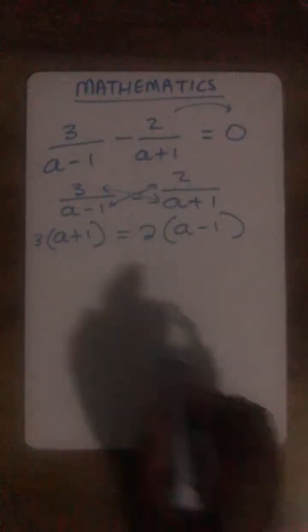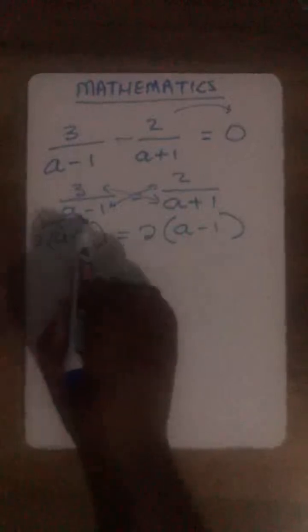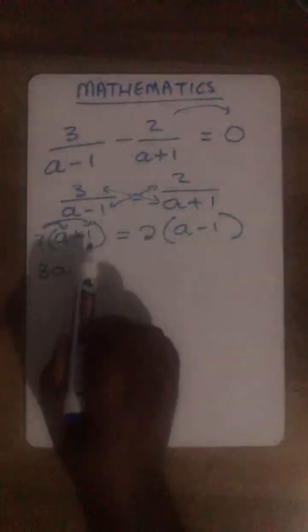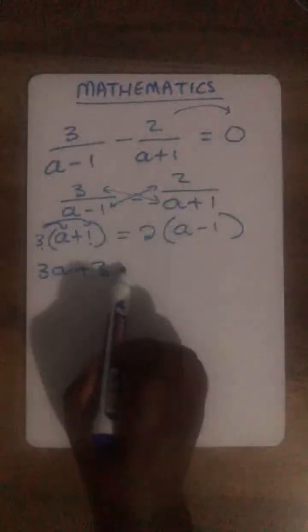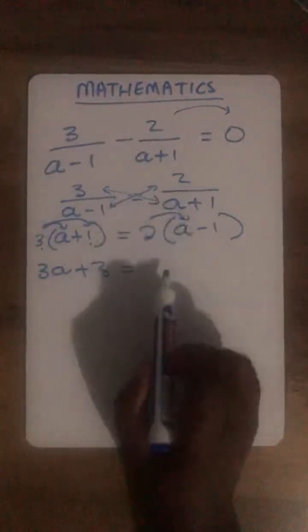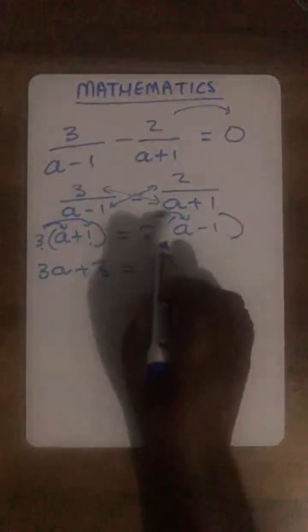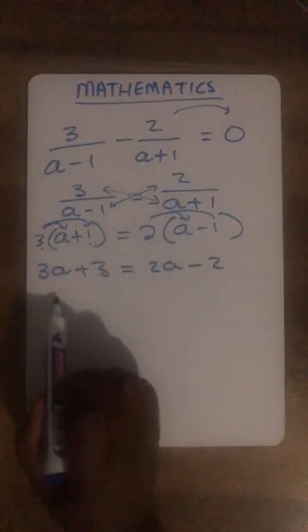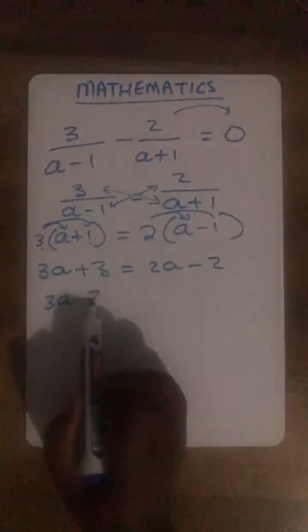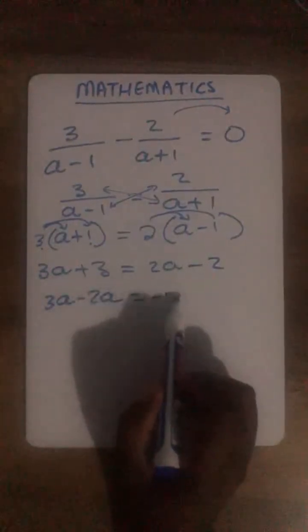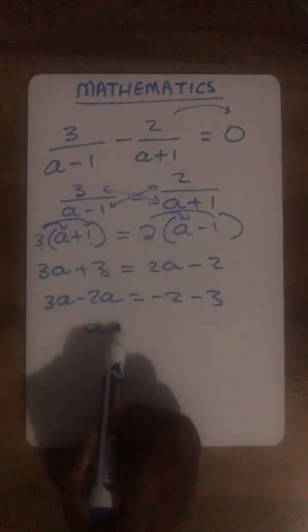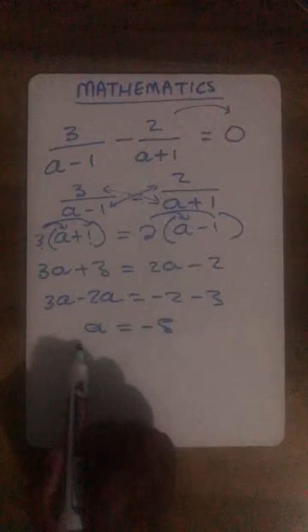Then what is that? That is 3a. That times that is plus 3, which is equal to 2a, that is negative 2. Take that to the other side: 3a minus 2a, which is equal to negative 2. That to the other side becomes that. So you have your a, which is equal to negative 5.